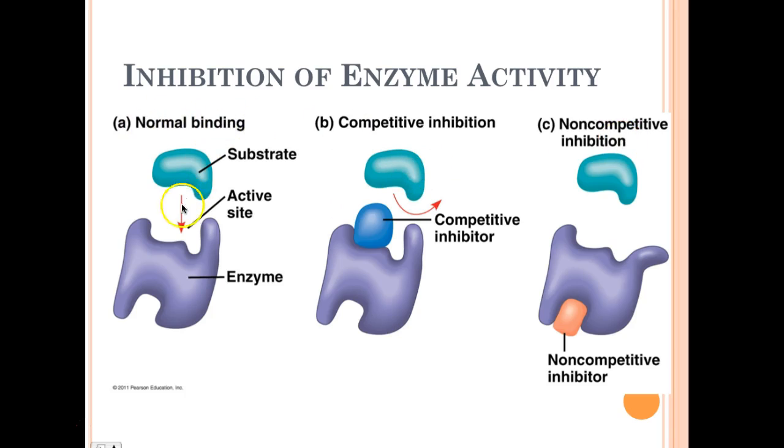So here you can see the normal binding. Here's a competitor binding to the active site there, not allowing the substrate to come in. And here you have a non-competitive inhibitor binding to the enzyme, changing the conformational structure of that enzyme. That there would be the allosteric site.